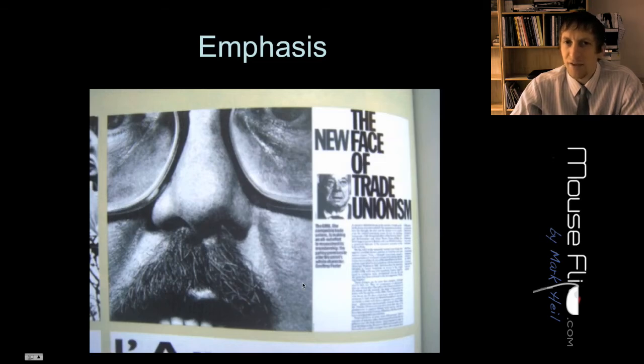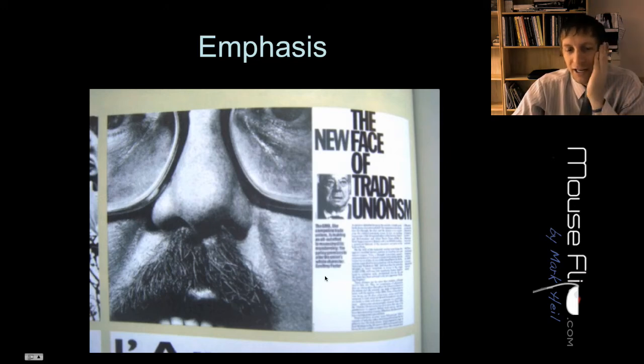Sometimes you need points of emphasis. Okay, so notice the title says "The New Face of Trade Unionism." So it says the new face, and this is maybe the guy who's going to take over and who's leading the trade part. And notice that it really emphasizes the new face, kind of like a play on words. So that's something to consider.